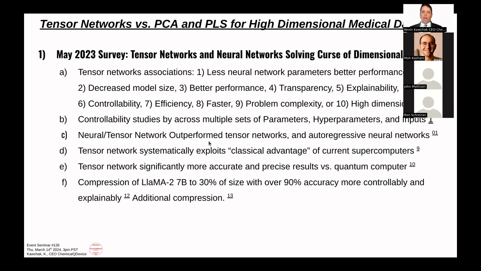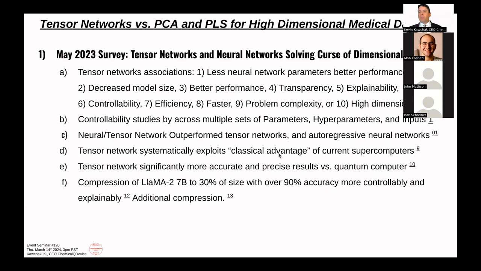It sounds like there were other 2022 papers that were kind of stuck in this wave function simulation kind of thing. They basically said that they were able to combine this tensor network and this neural network, the best of both worlds. So this is NSF, MIT, and Harvard researchers. And then tensor network systematically exploits classical advantage.